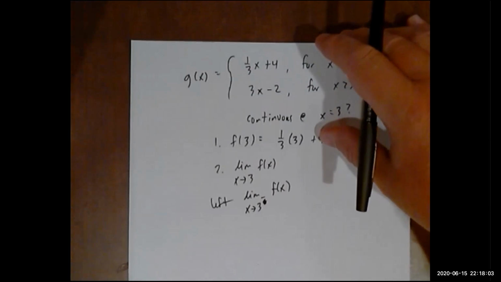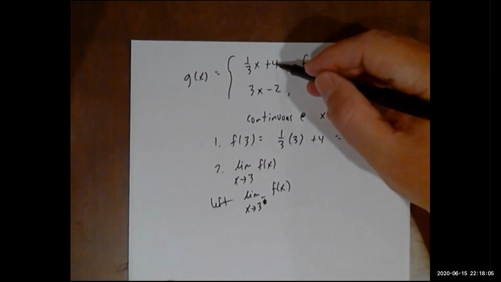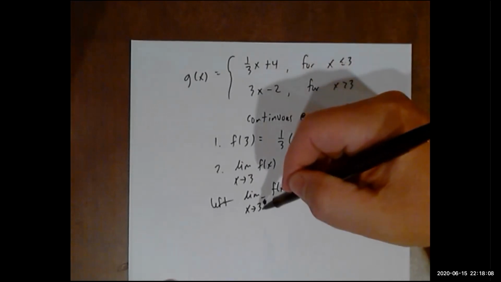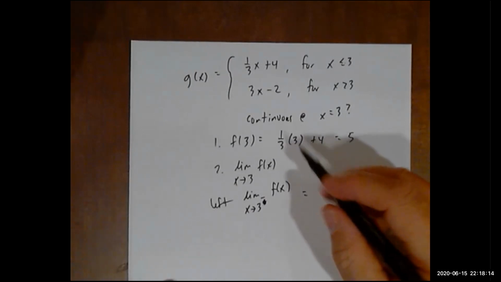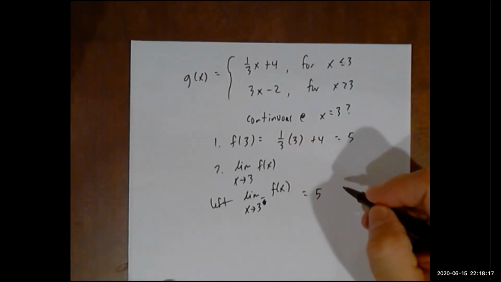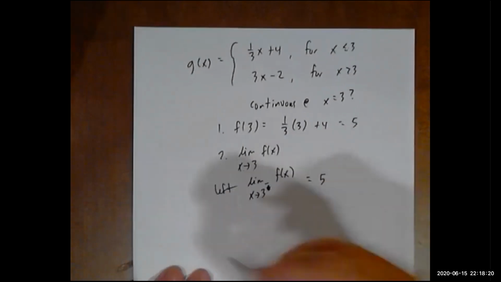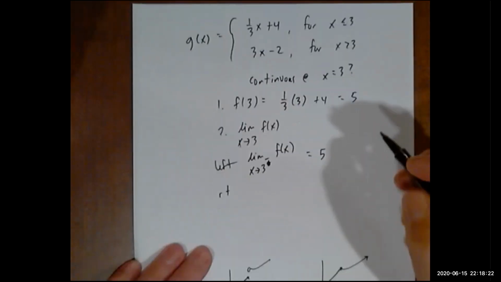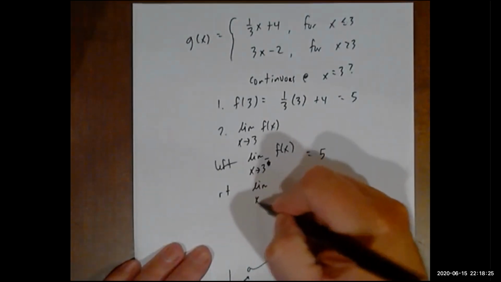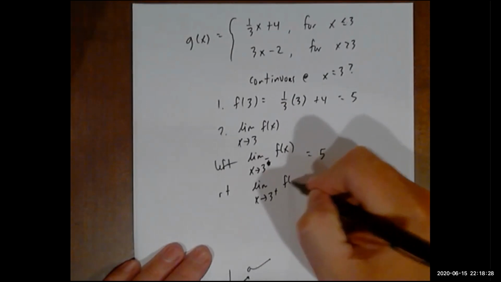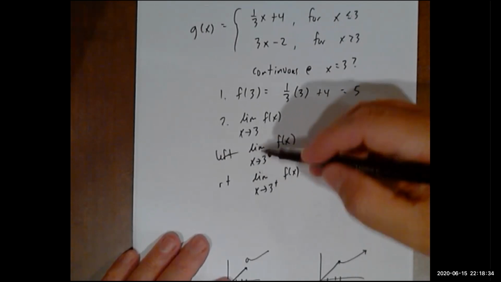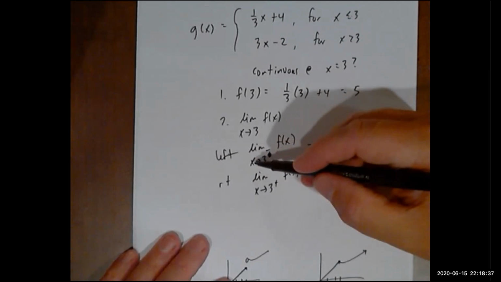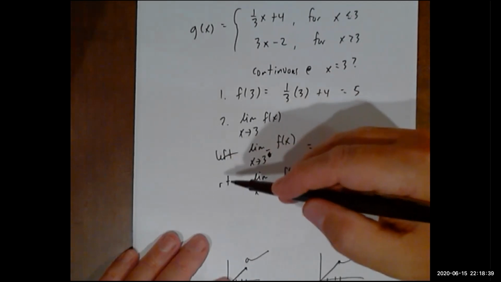Well, when x is less than 3, this is the function we use. So to find the limit, I simply plug in 3 into here. And I get 3 times 1/3, which is 1, plus 4, which is 5. Now that's coming from the left. I also have to see what happens when I come from the right, because once again, I have to do these two parts to see the limit when x is 3. I have to come from the left and come from the right.